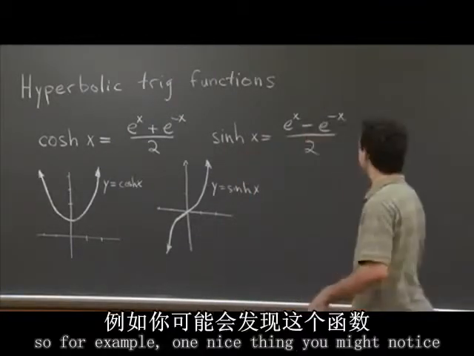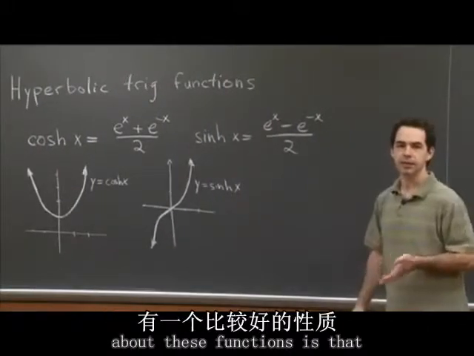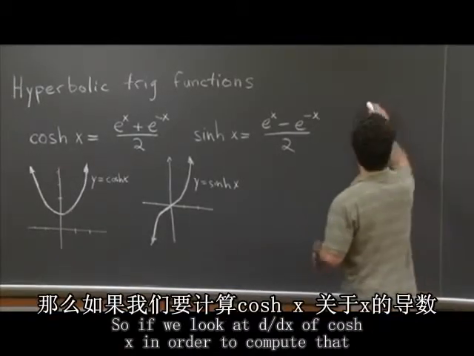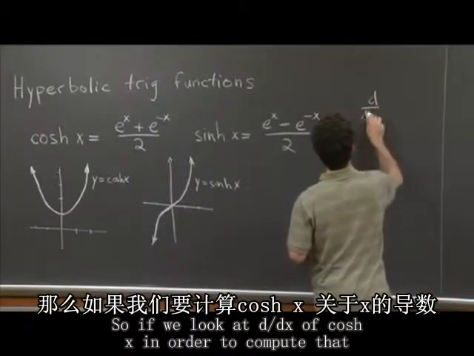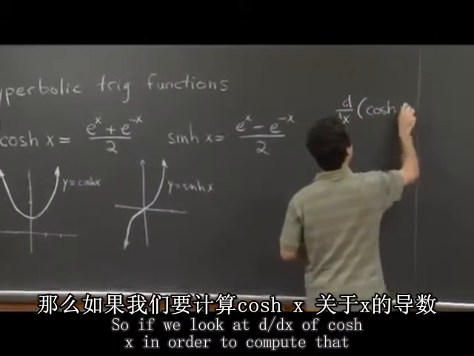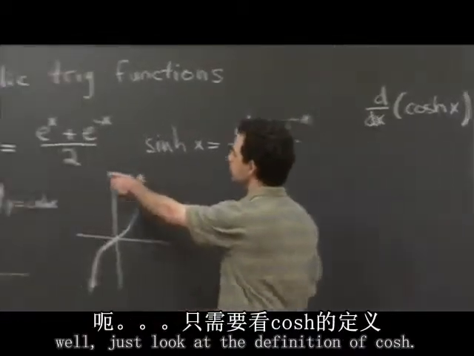So, for example, one nice thing you might notice about these functions is that it's easy to compute their derivatives, right? So if we look at d dx of cosh x, in order to compute that, well, just look at the definition of cosh, right?